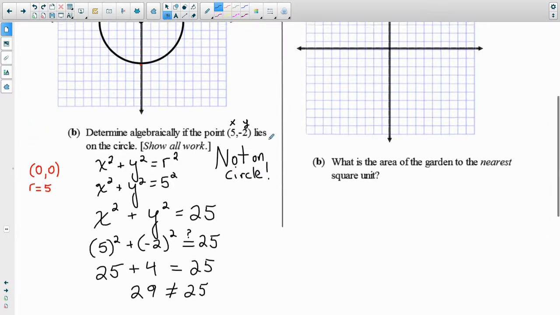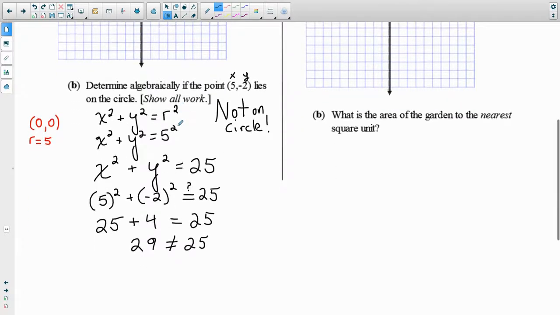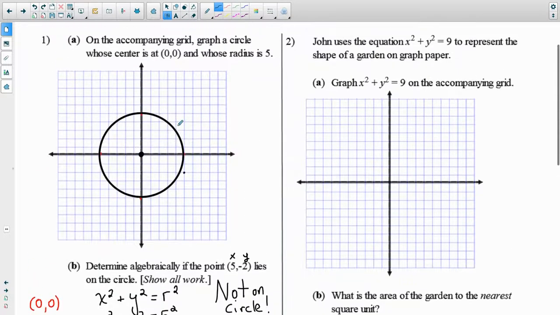And of course, we can go graphically and take a look that 5, negative 2 is right there. And yeah, it is not on that. So we can also see it graphically that that's not on the circle.